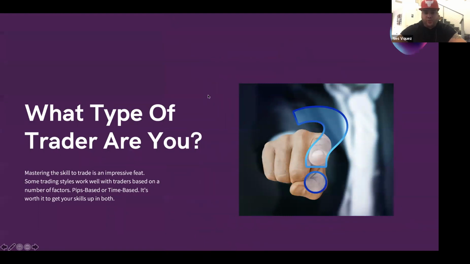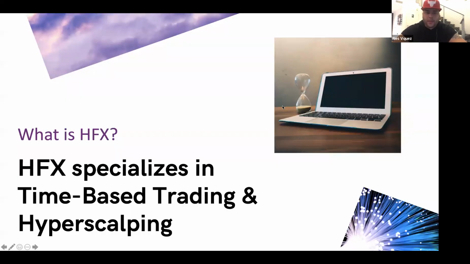So my question to you is, what type of trader are you? Are you the kind of trader that likes to get in and out of the market with the bag? Or are you a little more sophisticated with your trading? Are you a little more conservative when it comes to your trading? As far as I'm concerned, I'm a hustler. I like to get in and out of the market with the bag. And once you see that there's a pace that could be set here, you will find it much easier to build as well. So HFX specializes in time-based trading and hyperscalping.